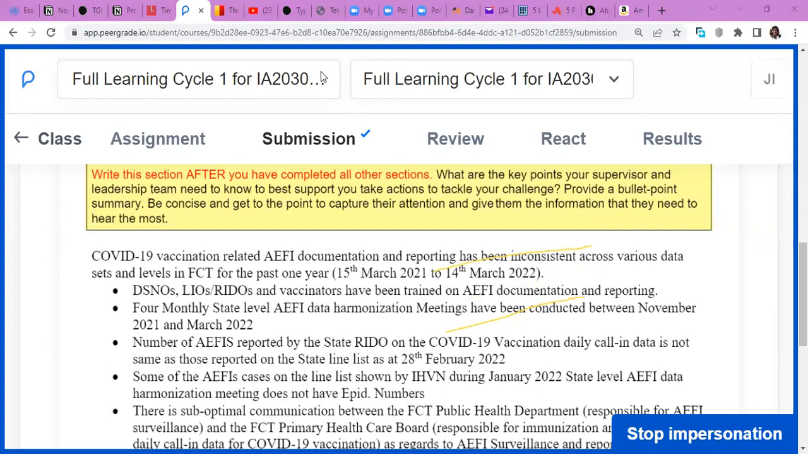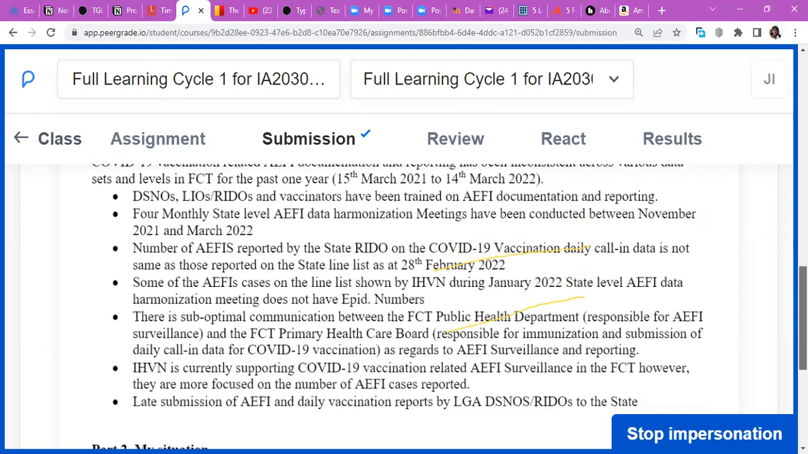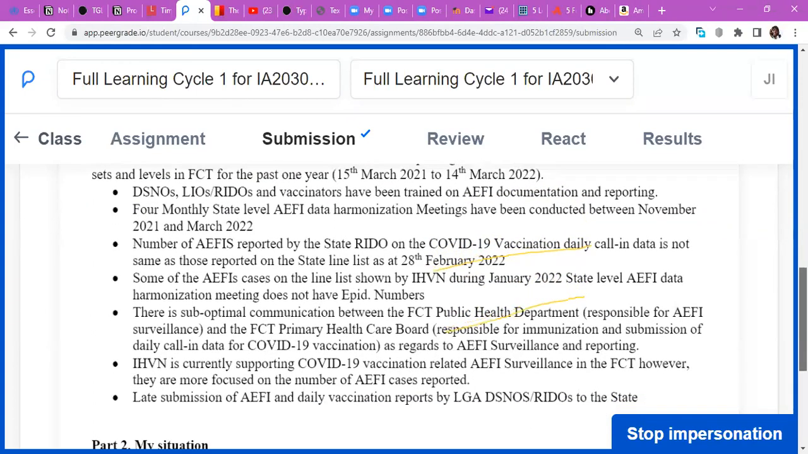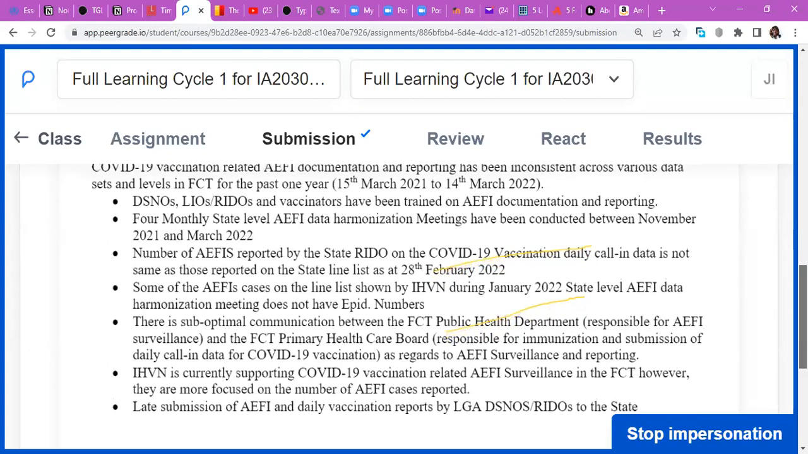All right, thank you very much. For us in FCT, we already have an existing surveillance structure where the reporting comes from the facility to the district or local government level, and from there to the state level. However, for this particular COVID-19 vaccination, on our vaccination cards we have phone numbers of the DSNOs. That is to say, if an AEFI occurs after leaving the vaccination site, the client can pick up his or her phone and call the number directly, and there will be a follow-up. Or the client can go back to the vaccination site and make the report.